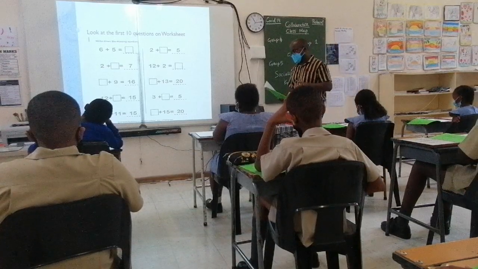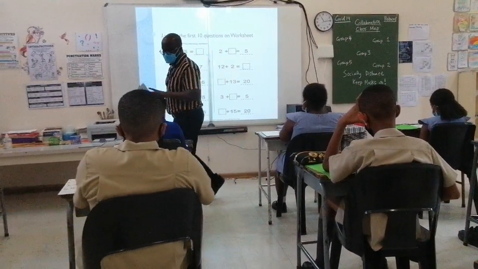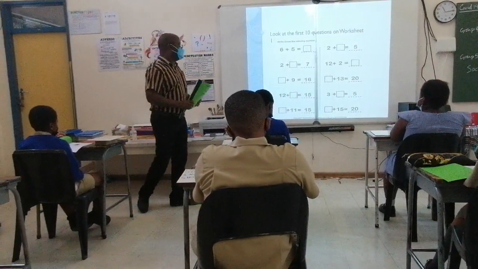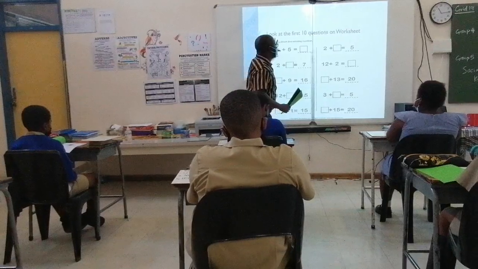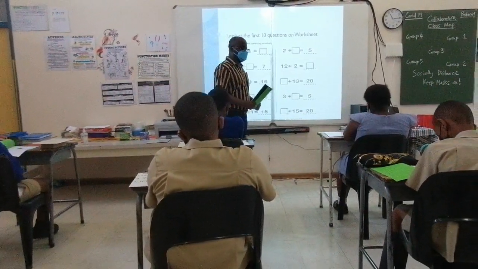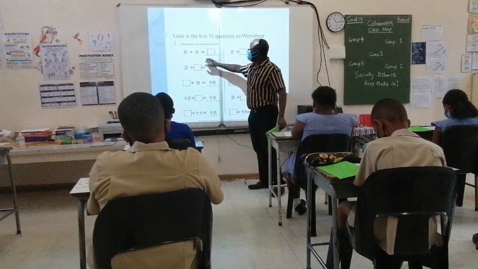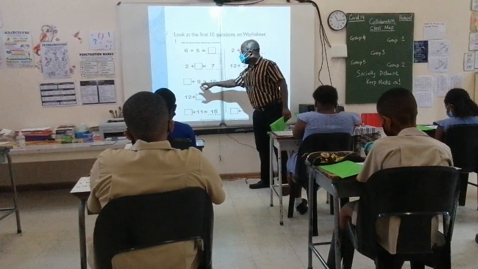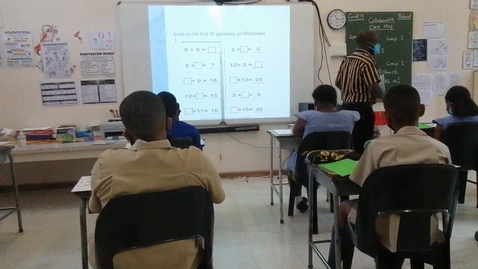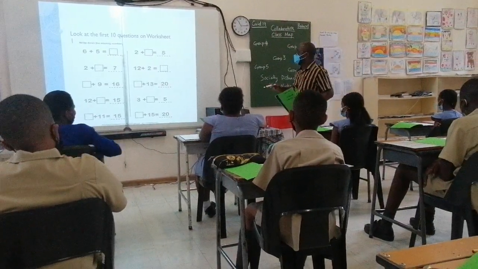Now, before we do that, okay, at the bottom of your worksheet, we're going to go right to the bottom. There are 2 sets of exercises that are identical. So for the first one here, it says look at the first 10 questions. So you're looking at the left-hand side of your workbook. Open the book, and on the left-hand side, you will see these questions: 6 plus 5, 2 plus something, something plus 9 is equal to 16. We're going to ask volunteers to come and write down the answers.